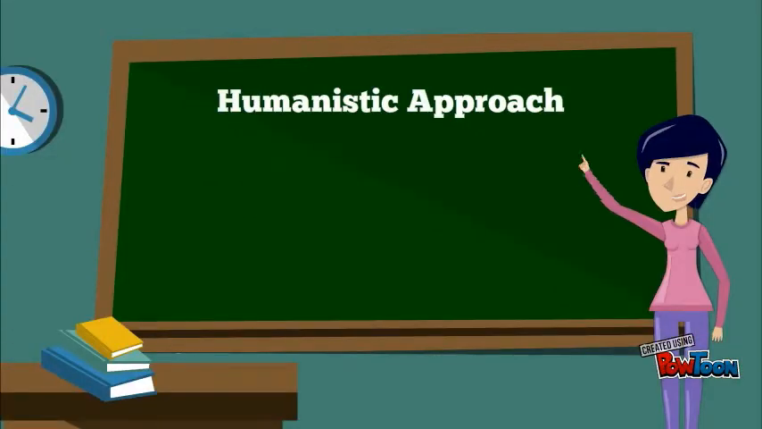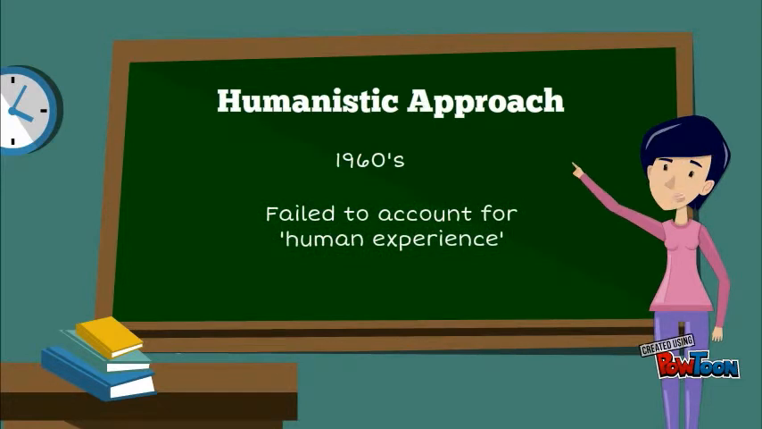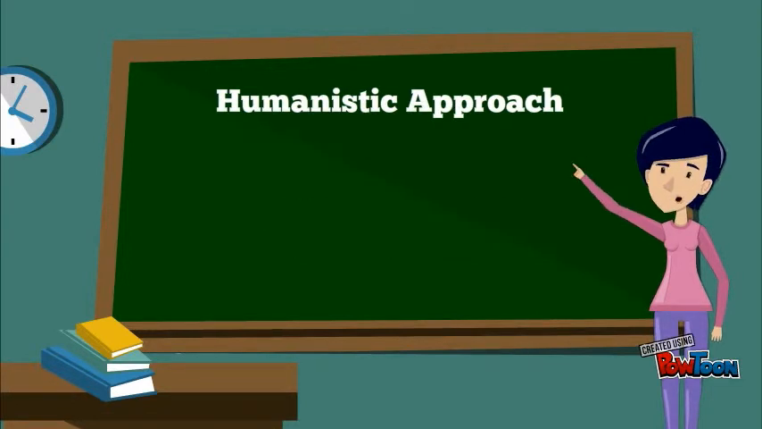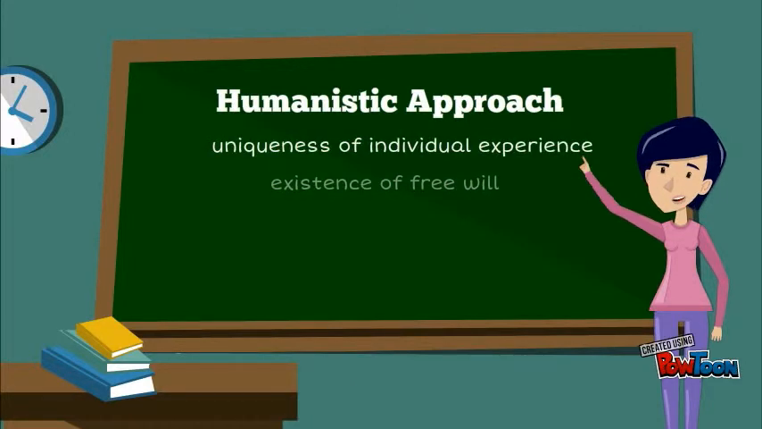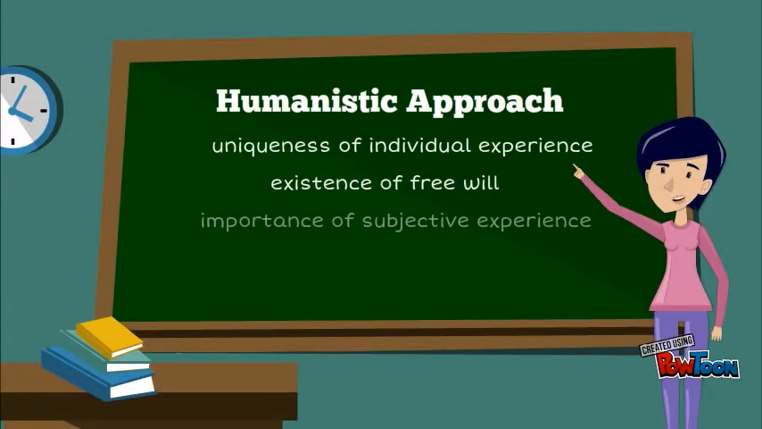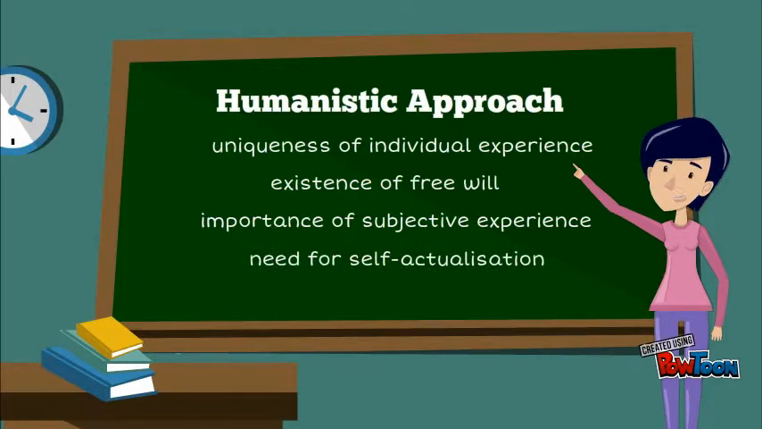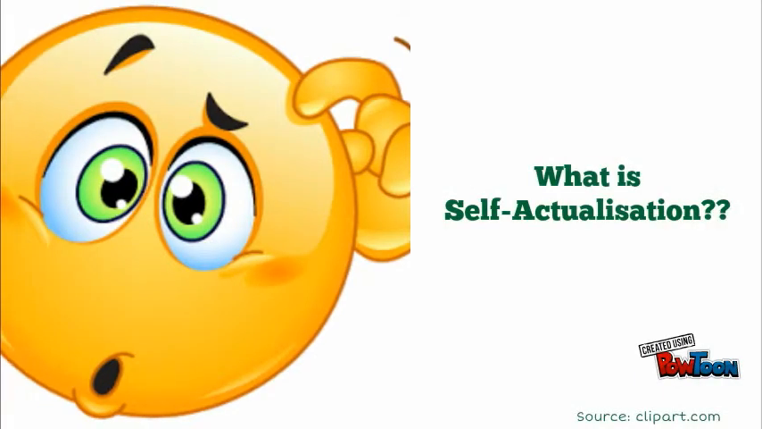The humanistic approach was developed circa the 1960s when humanistic psychologists believed existing approaches failed to take the human experience into account. Some fundamental assumptions of this approach include the uniqueness of individual experience, the existence of free will, the importance of subjective experience as a primary indicator of behavior, and the need for self-actualization. What is self-actualization?